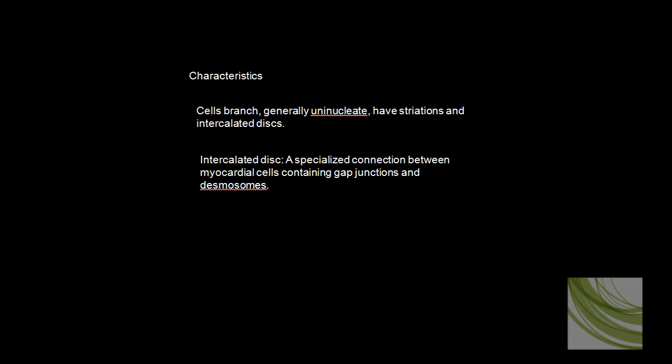Some of the characteristics of cardiac muscle that will allow you to tell it apart from skeletal or smooth muscle are that they branch. The cells will branch. They have one nucleus. They do have striations like skeletal muscle, but the branching nature of these fibers should allow you to tell them apart.